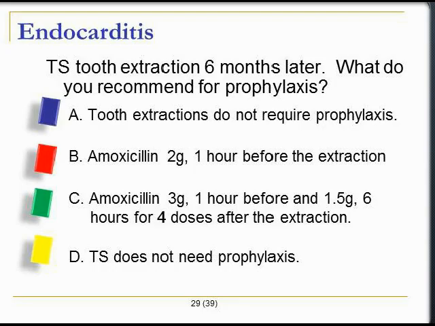All right, TS is going to have a tooth extraction 6 months later. What do you recommend for prophylaxis prior to this procedure? First, tooth extractions do not require prophylaxis. Second, amoxicillin 1 dose 1 hour before the extraction. Third, amoxicillin 3 grams 1 hour before, and then 1.5 grams every 6 hours, for 4 doses after the extraction. Or D, TS does not need any prophylaxis.